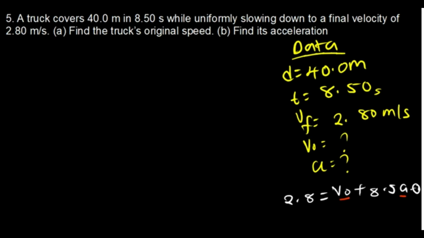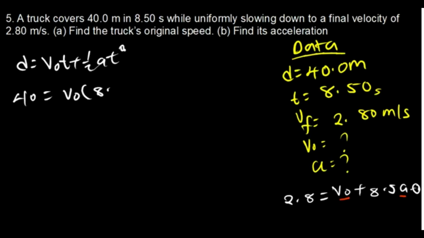We can use this equation. We can say that d is equal to v initial times time plus half a t squared. Now we know the displacement already, which is 40, so I'm going to put 40 here, has to be equal to the initial velocity, which I don't know, times the time, which I know is 8.5, then plus half the acceleration, which I don't know, times the time 8.5 squared.